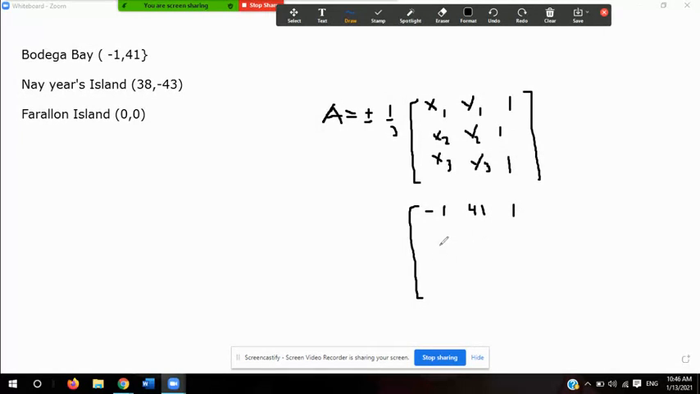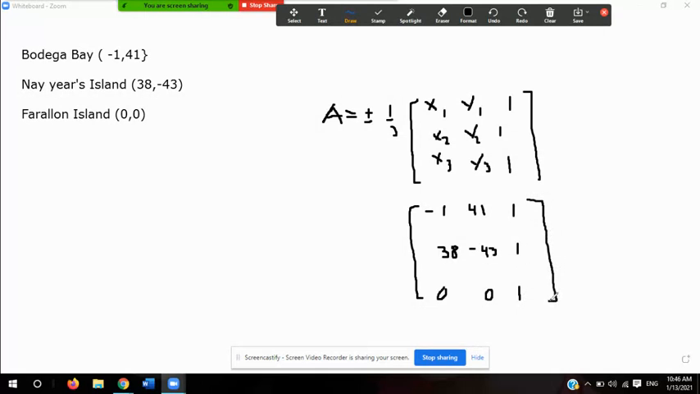And then our second ordered pair for Año Nuevo Island, or New Year's Island if you want to translate it, would be 38, negative 43, and 1. And then for the Farallon Islands it would be 0, 0, and 1. So let's find the determinant of this matrix.